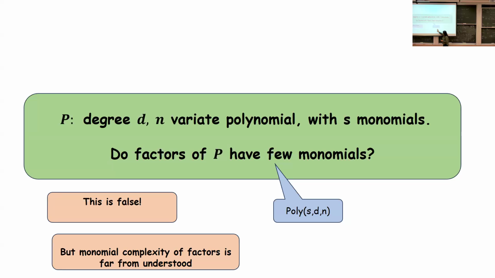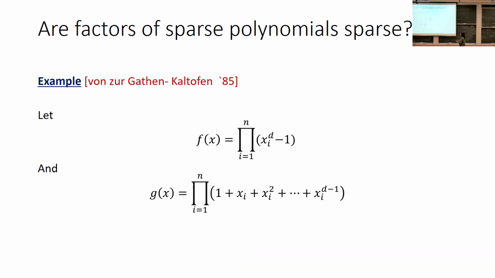So in this strength, it's false, but we really don't understand the answer to this question. The best examples we have of polynomials where factors have many monomials, or the best blow-ups we have by examples, is very, very far from anything one can provably say about this quantity. So it's conceivable that if you have polynomials with very few monomials, the factors are still exponentially dense. And it's an open question, we don't have the tools.